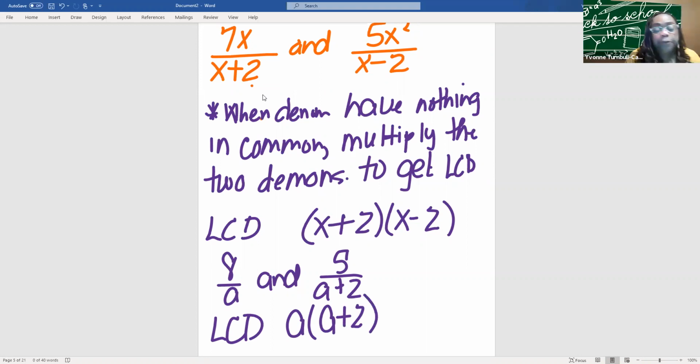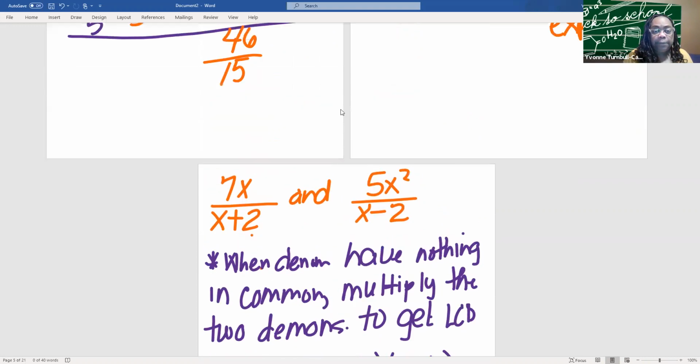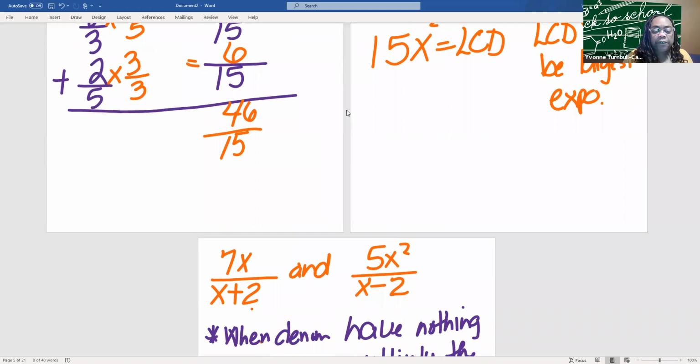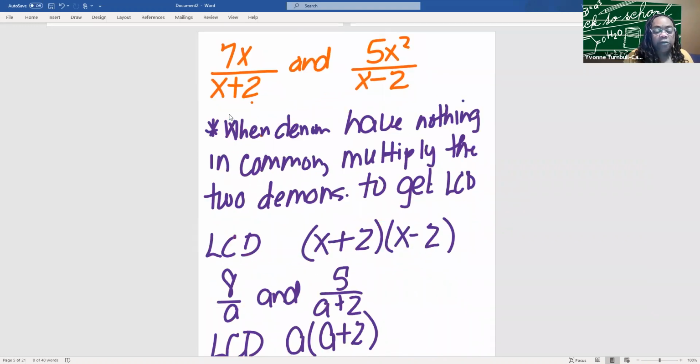Now I have done some pretty simple examples of finding the LCD. In our next lesson, we're going to get a little more involved, because then we're going to start actually putting them into problems where we're adding and subtracting after finding the LCD. Right now, I just wanted to show you that finding the LCD can be a little challenging in some cases, and in other cases, it's pretty simple. But here again, it does get more challenging than that.